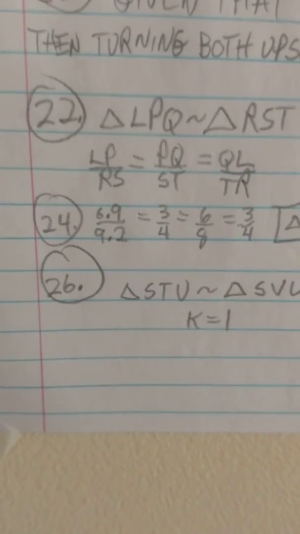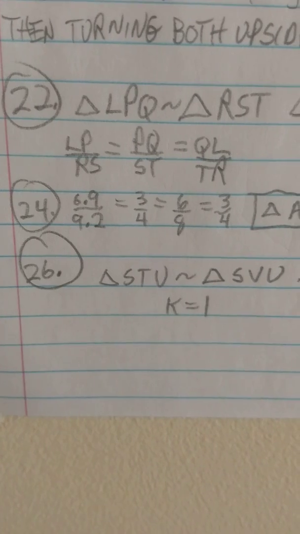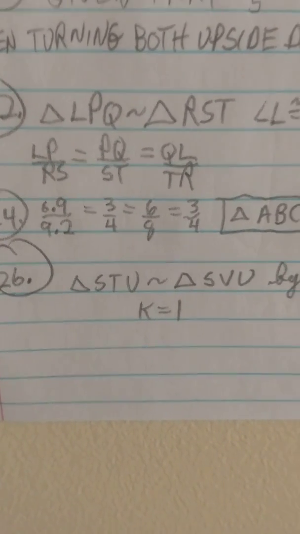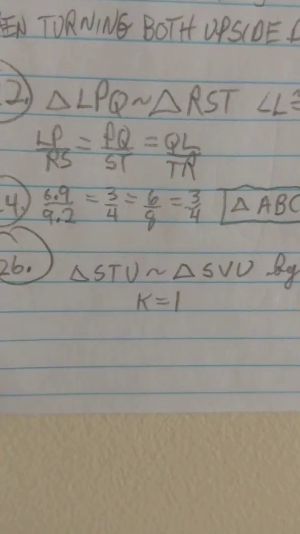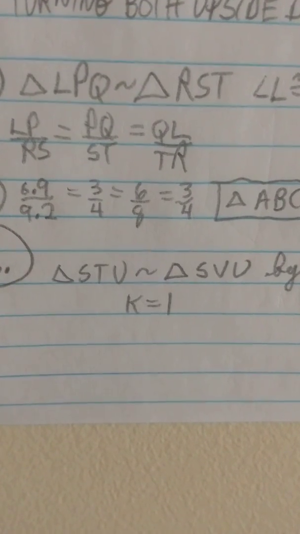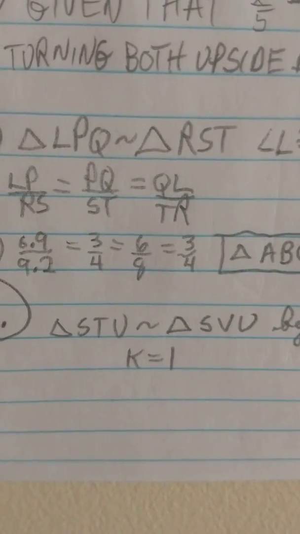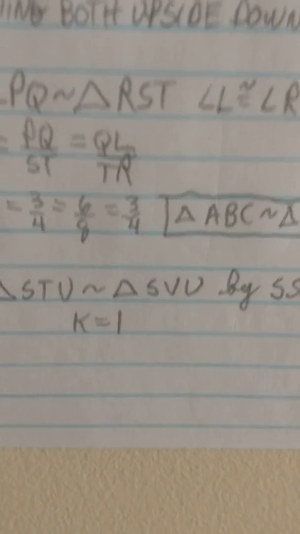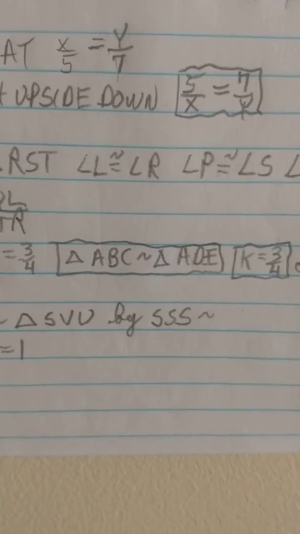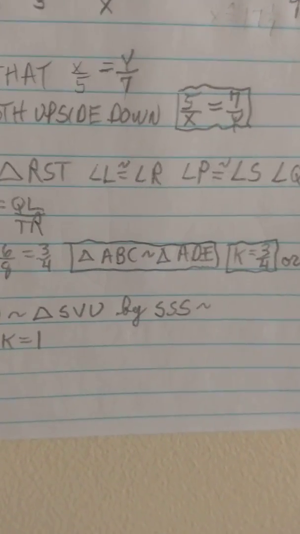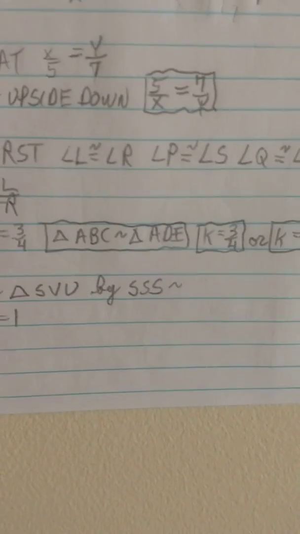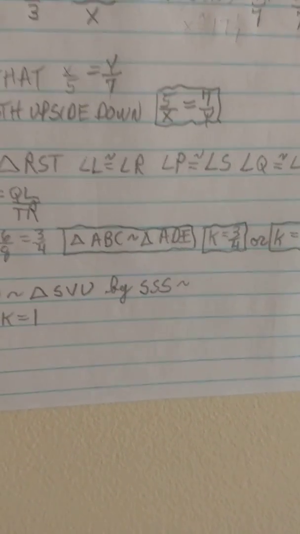Now on this figure, on this triangle for 24, looking at the corresponding sides, we have 6.9 over 9.2, which we need to use a calculator on to see that that comes out to 3 over 4. And the other pair of sides that are corresponding is 6 over 8, which simplifies to 3 over 4. So the sides are all proportional. And we can say the triangle ABC is similar to triangle ADE, where K equals 3 over 4 if we're going from the big to the small triangle, or K equals 4 over 3 if we're going from the small to the big triangle.